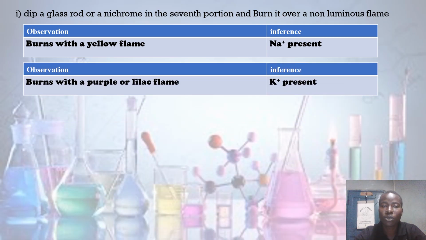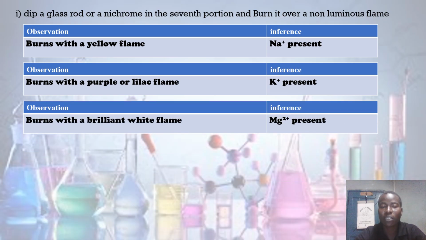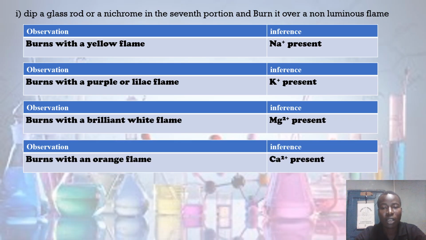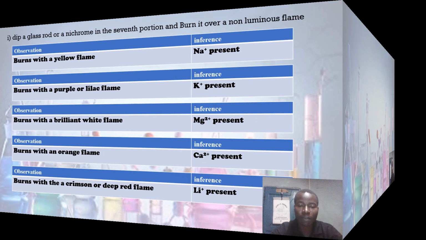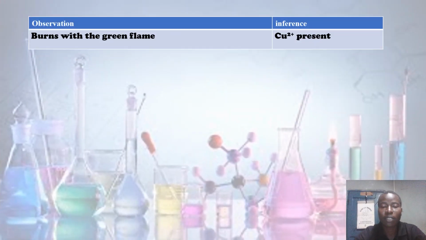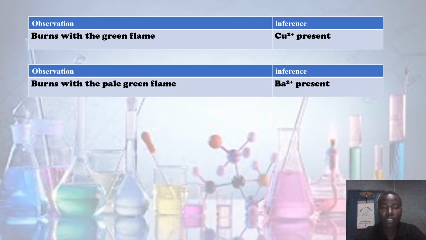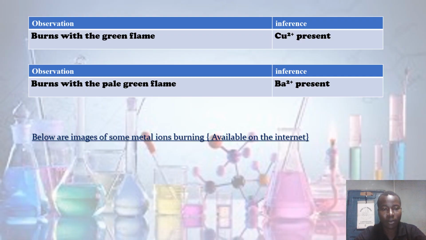If it burns with a purple flame, it means that potassium ions are present. You can have it burning with a brilliant white flame, meaning magnesium ions are present. If it burns with an orange flame, that is for the calcium ions. If it burns with a crimson or deep red flame, that is for lithium. If it burns with a green flame, that is for copper ions. And if it burns with a pale green flame, that is for barium ions.